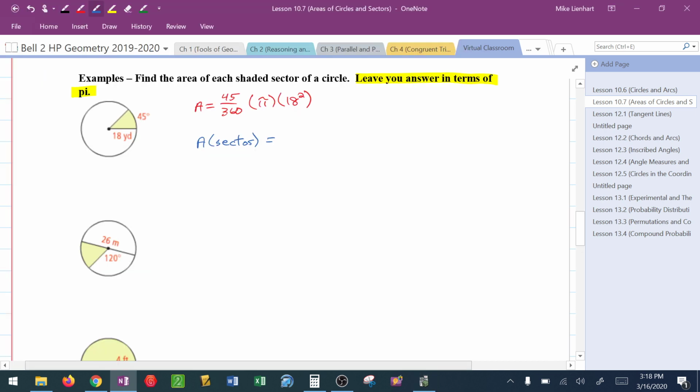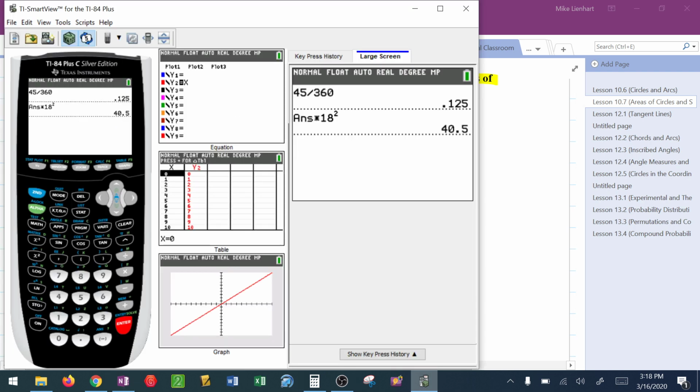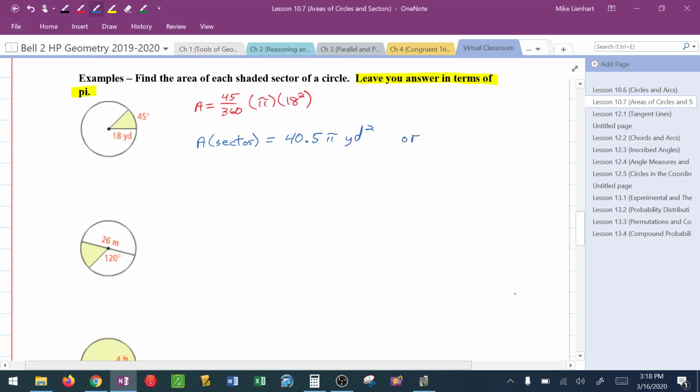And I could write the area as 40.5 pi yards squared, or I could have written it in a fractional form by changing this 40.5. Remember, math, enter. That'd be 81 over 2 pi yards squared. I believe this is an acceptable way to put it in Math Excel. You need to double check yourself there.